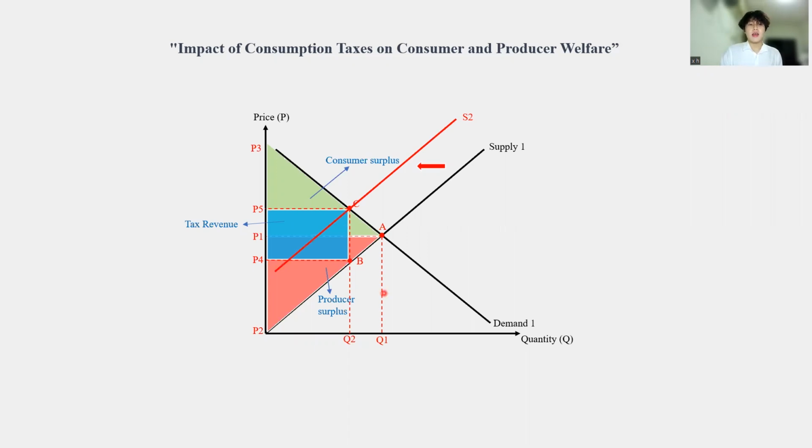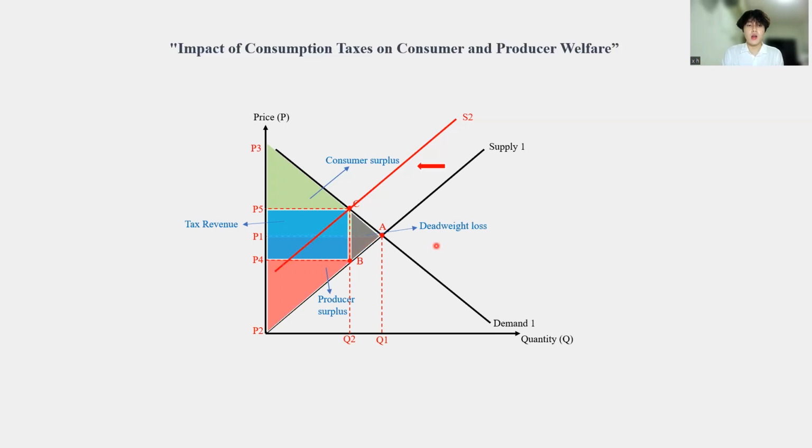At the same time, as consumers pay a higher price because of the tax, their consumer surplus, which represents the difference between what they are willing to pay and what they are actually paying, will decrease. Some consumers may choose not to buy the product at the higher price. As we can see, both of their welfare has reduced. So the consumption tax will generate deadweight loss.